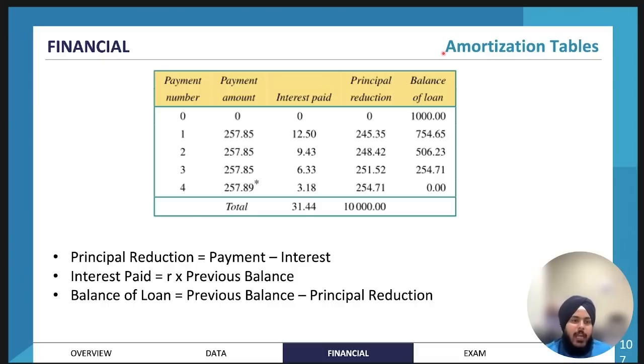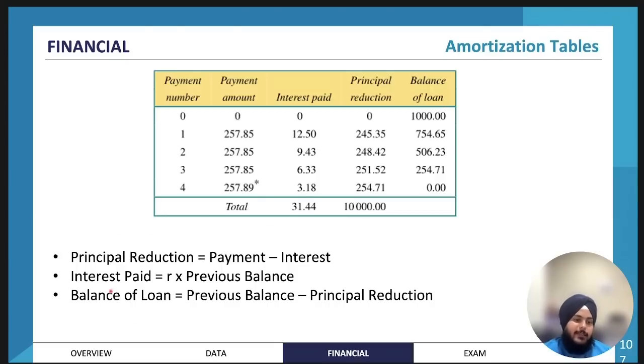And it's really good because it tells you your payment number, your payment amount, your interest paid, so how much of your payment is actually going towards interest, and your principal reduction. So if it's a loan, how much of what you're paying is actually reducing the principal value. And then lastly, the balance of the loan. How much is your balance decreasing overall? This is just a really good visual tool to represent that, as opposed to doing calculations every single time.